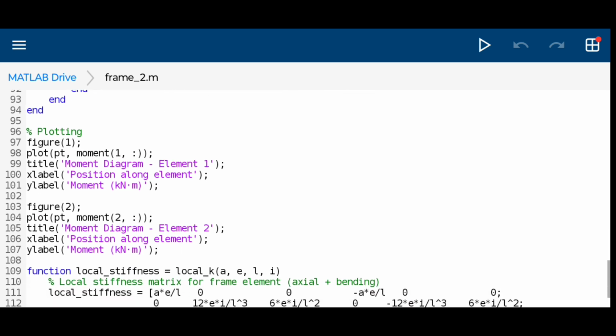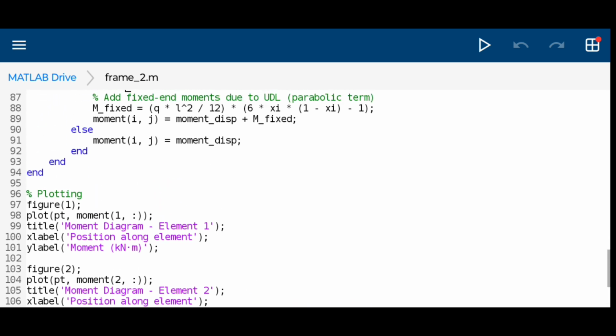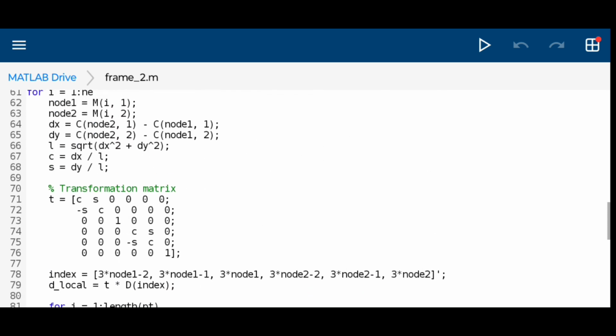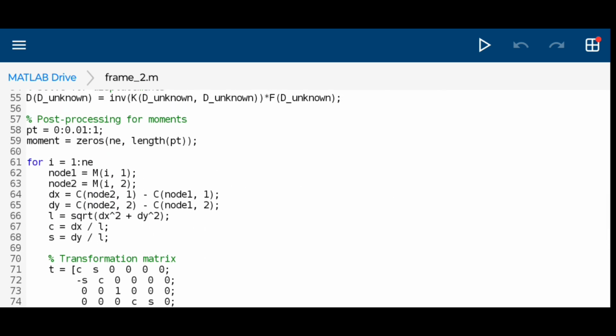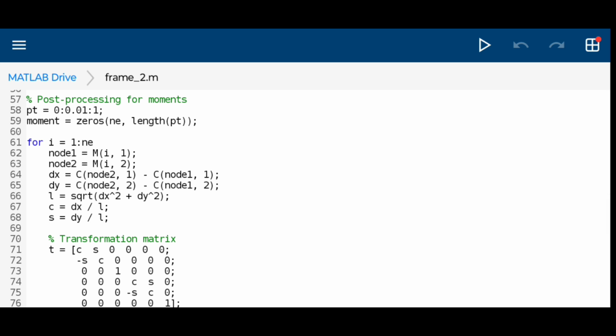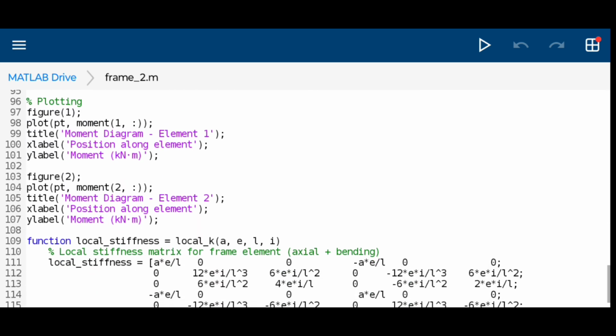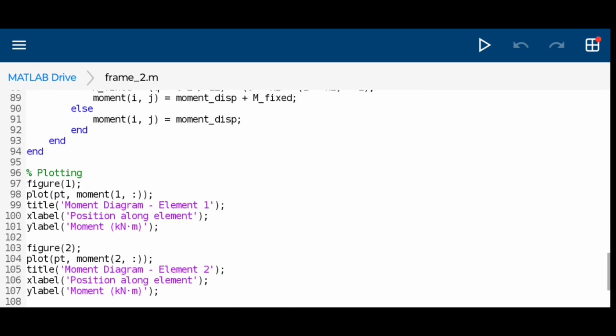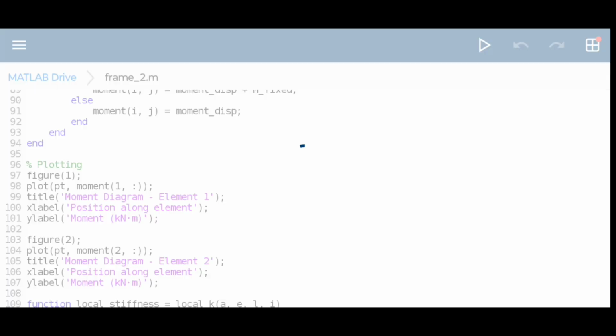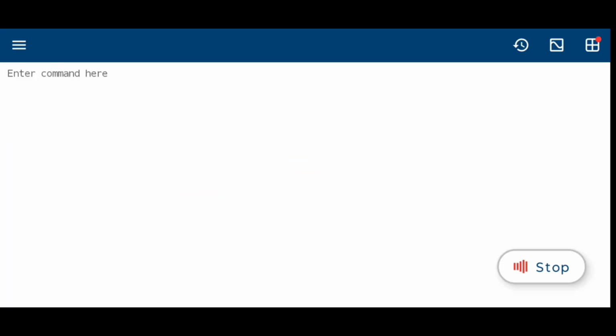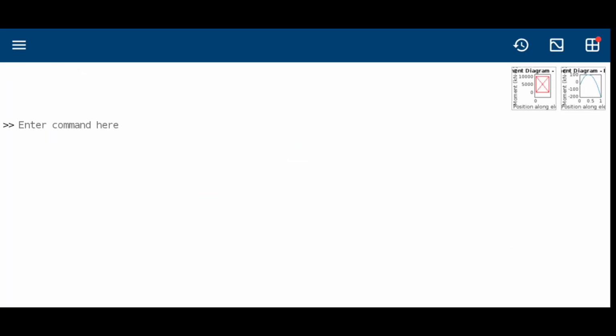After getting these moments, we have plotted them. I have created this moment matrix, 2 cross the number of points I have taken in PT, that is 100. So 2 cross 100. This is the moment. The first row is for the first element, and the second row is for the second element. After getting this, we have plotted them, and let me show how this works. And this is good to go.